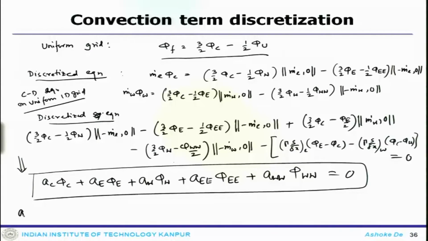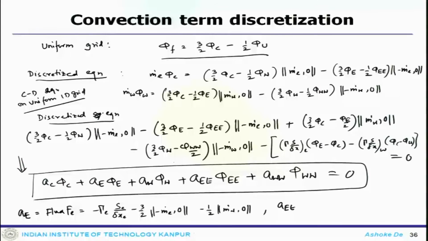In this, A E is the flux F e, which is minus gamma E S by del x E minus 3 by 2 m dot E 0 minus m dot W 0.